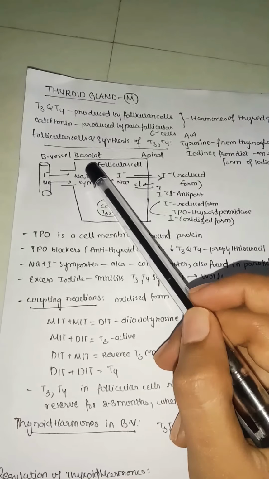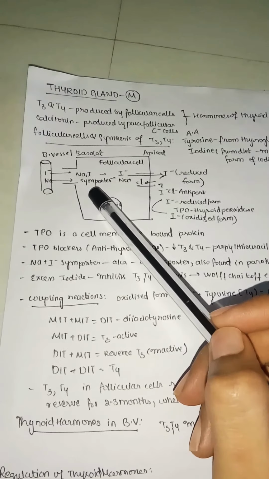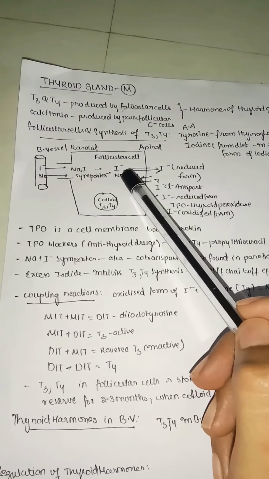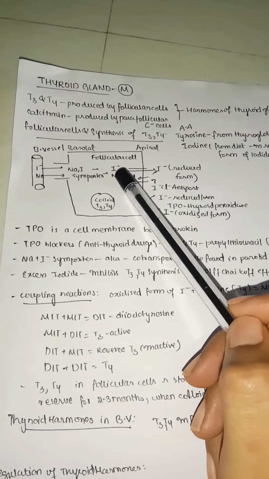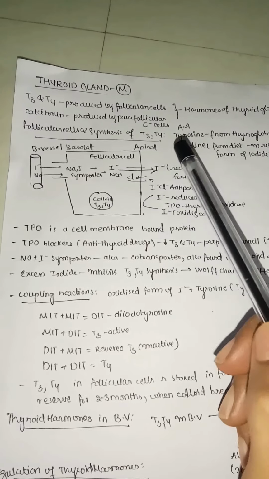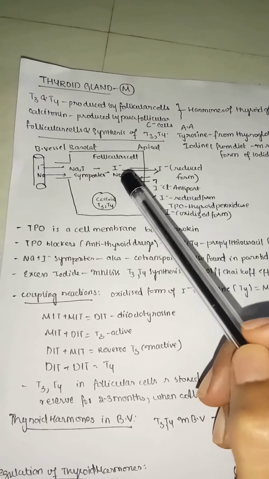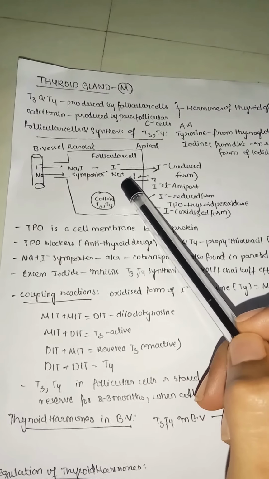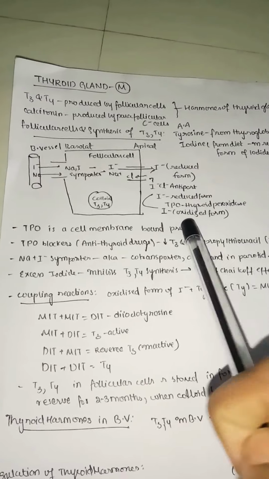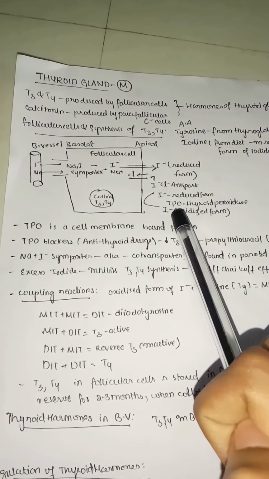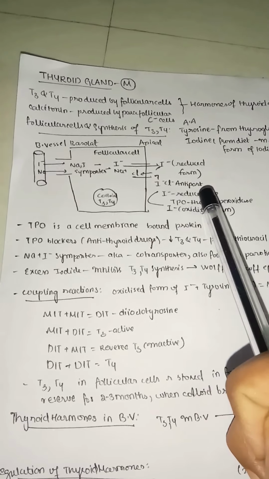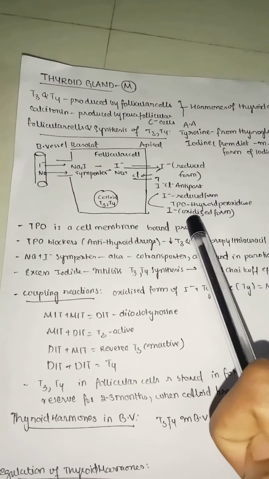Remember, at the basolateral side of the follicular cell we have the sodium iodide symporter, which brings sodium into the cell and also iodide into the cell. The iodide which has come into the cell goes back to the apical side and out of the cell. Why? Because the iodide cannot be used directly by the thyroid cell to form the hormones. This iodide is in reduced form, and it should be converted into oxidized form in the presence of an enzyme called thyroid peroxidase. So thyroid peroxidase is an enzyme converting the reduced form of iodine into oxidized form.